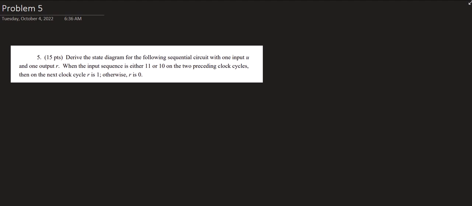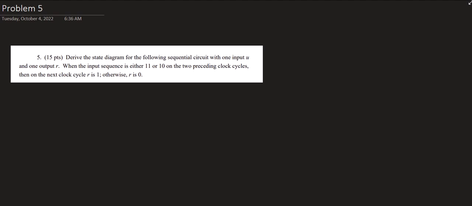Derive the state diagram for the following sequential circuit with one input U and one output R. When the input sequence is either 1, 1 or 1, 0 on the 2 preceding clock cycles, then on the next clock cycle R is 1, otherwise R is 0.